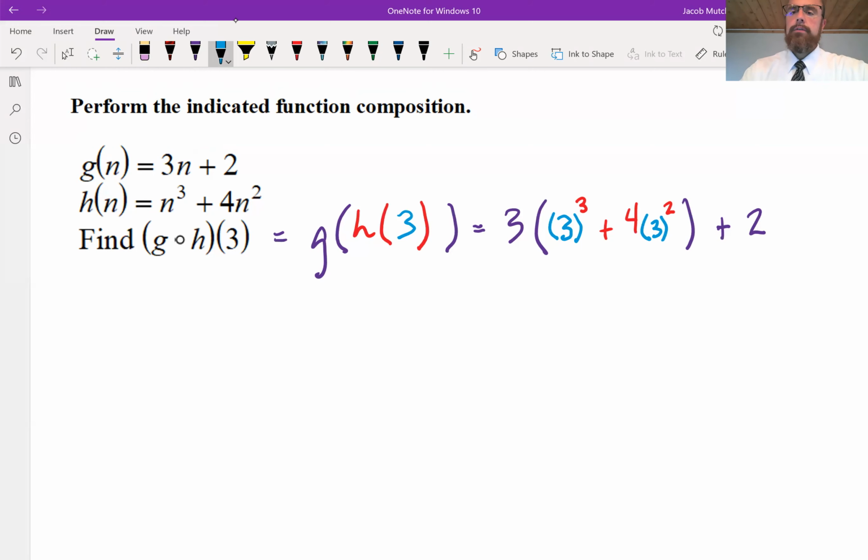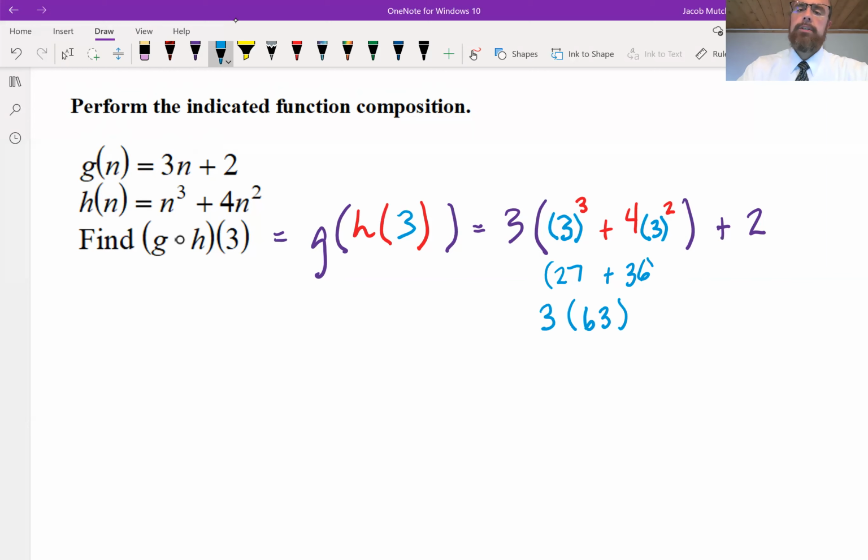Notice it's all down to number values, no variables. So within the parentheses, I'm going to start cubing. 3 cubed is 27. 3 squared is 9 times 4 is 36. So I'm going to add those two numbers together. 27 plus 36 is going to give us 63. And then I need to multiply that by 3.